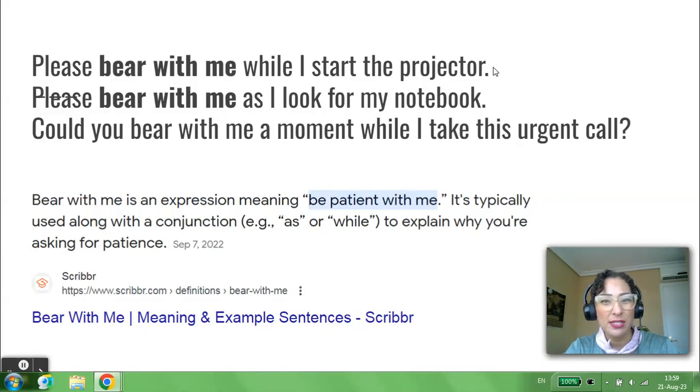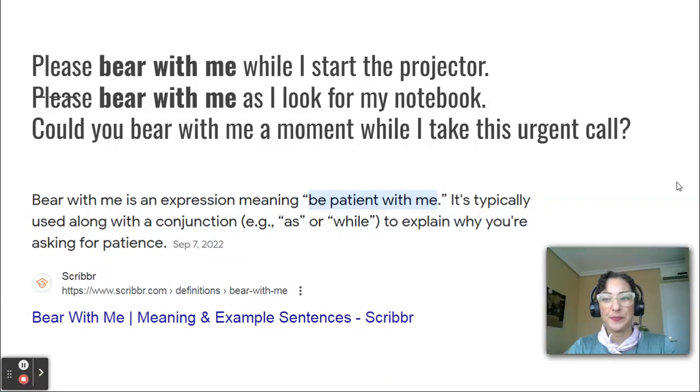Try to make your own sentence using bear with me while, or bear with me as, and so on. Another example as a question, could you bear with me a moment while I take this urgent call? I'll be right back with you.